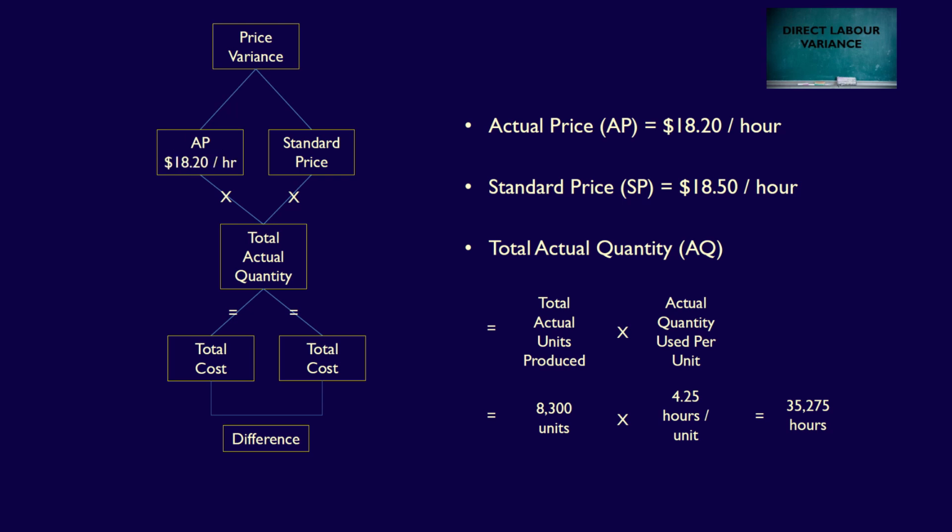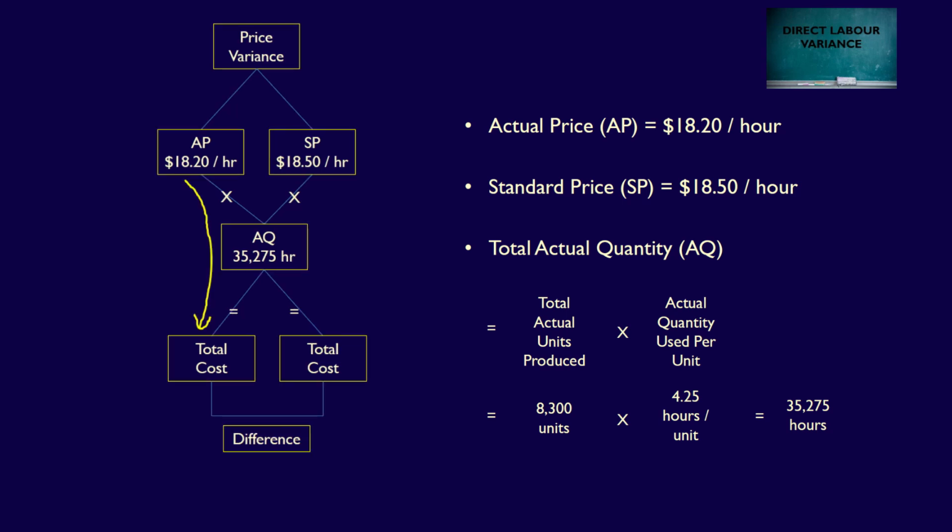Actual price is $18.20 per hour. Standard price is $18.50 per hour. Actual quantity in hours, 35,275 hours. Now we do the multiplication indicated. Actual price of $18.20 per hour multiplied by the quantity of 35,275 hours is equal to $642,005. Perfect. This is the total actual cost of direct labor for the period.